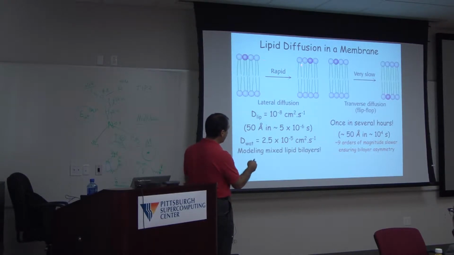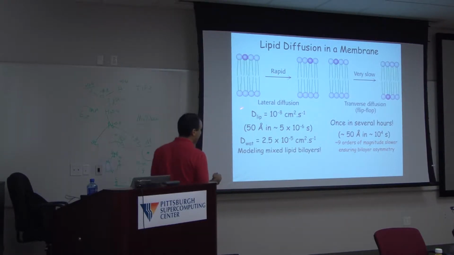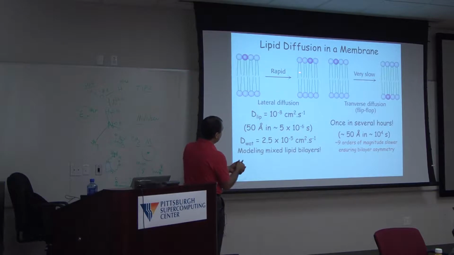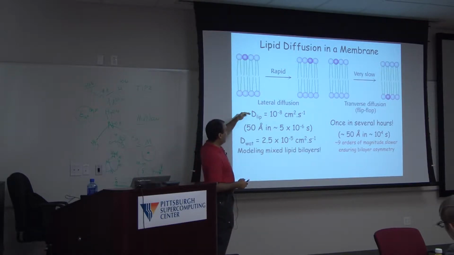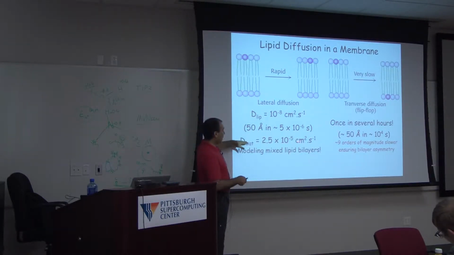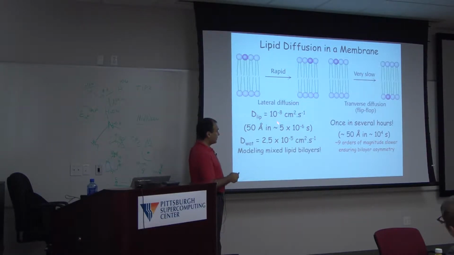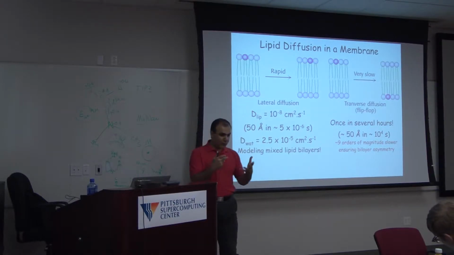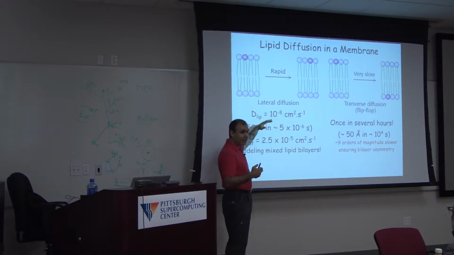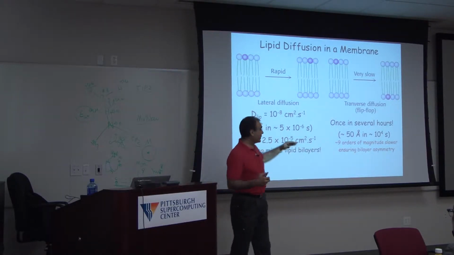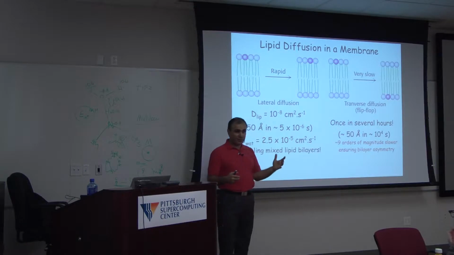Whereas lateral diffusion happens. But again, if you look at the diffusion constant for lateral diffusion, you're looking at 10 to the minus 8 centimeters squared per second. Just to compare this, water has a diffusion constant 3 orders of magnitude faster. So you can get an idea how much water moves in your simulation, and if your water was 1,000 times slower, how much it would move. That gives you the idea how much lipids move.